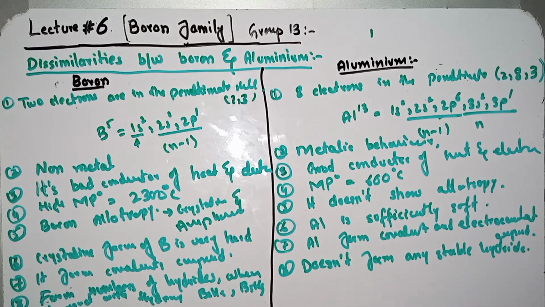Why doesn't aluminum form a stable hydride while boron forms a stable hydride? Am I right? The question is right. Now I am answering the question.